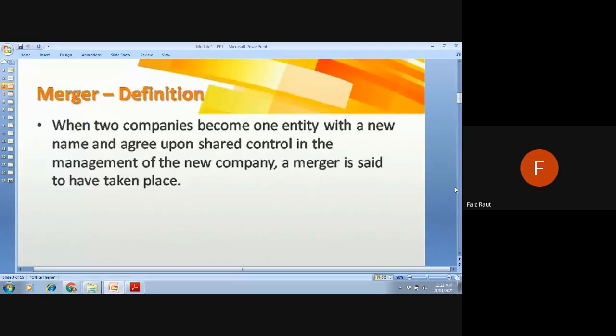Two or three companies can merge together in a friendly way, and a third new, different company can be formed. That is, A and B companies merge together and form a company named C.